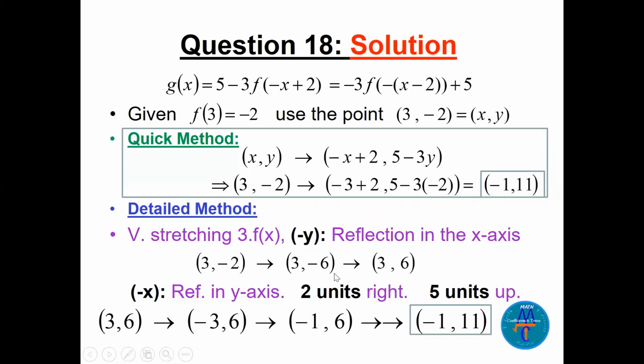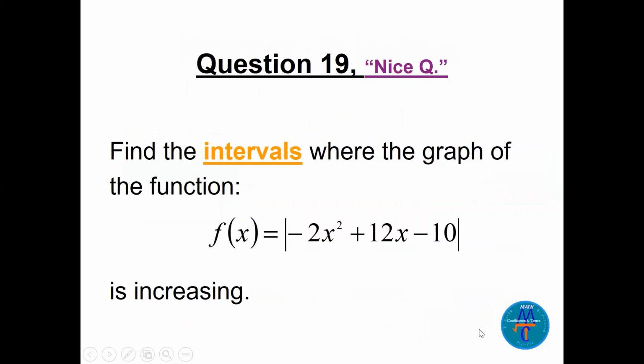So 3 becomes 3, 6 here becomes minus 3, 6. Then 2 units to the right becomes minus 1, 6, and 5 units up becomes minus 1, 11. Same answer.